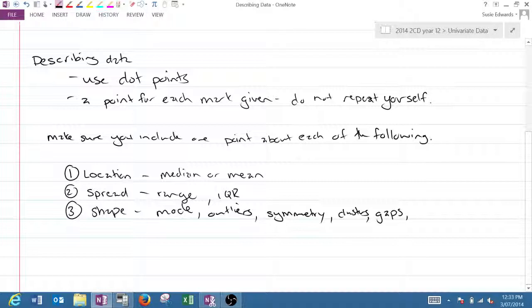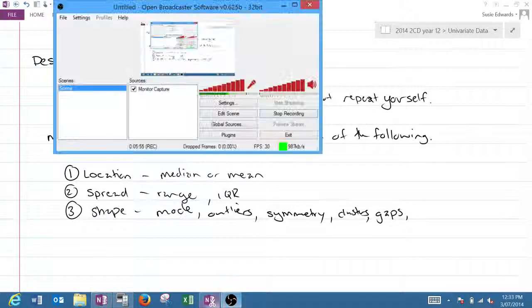A lot of people lose marks on these questions though, just because they don't think about what to say and it confuses them. All right? Are there any questions? That is the end of data.